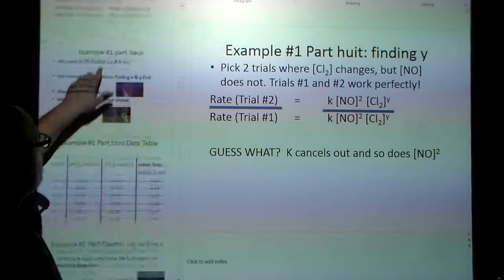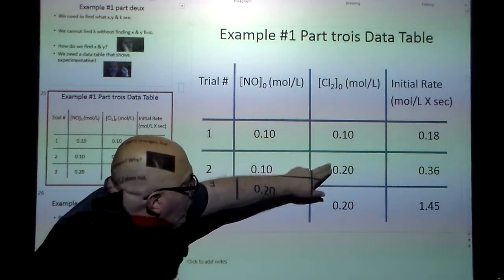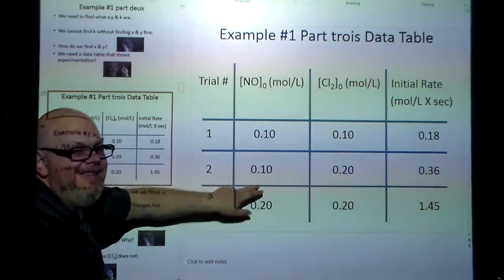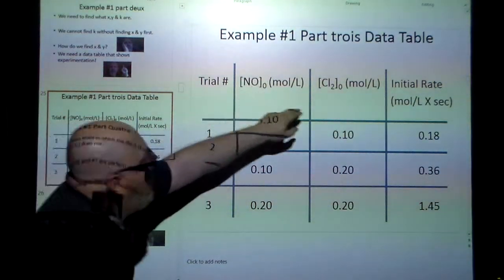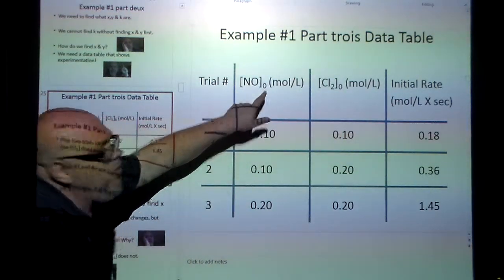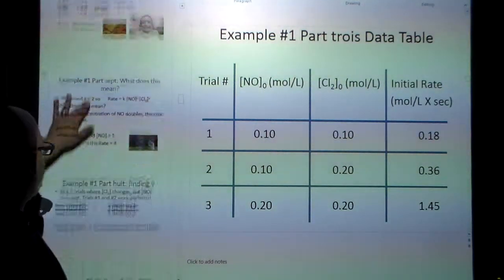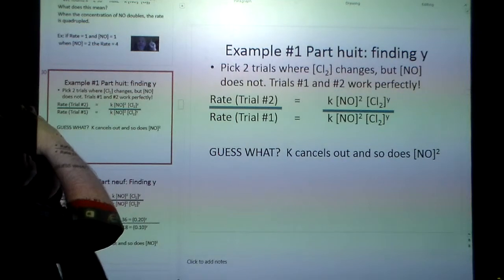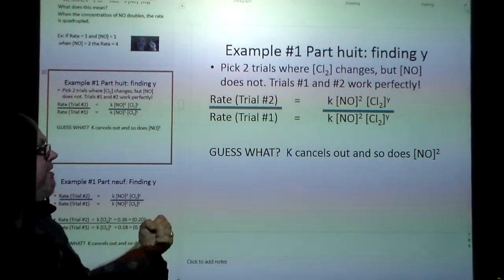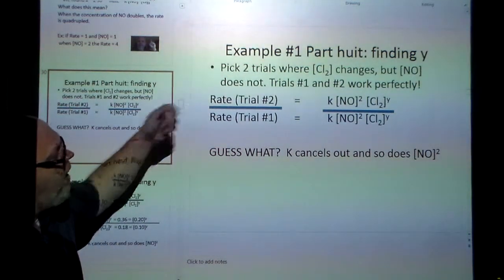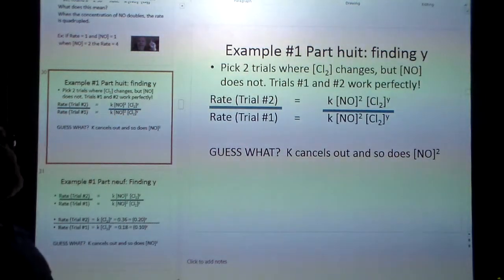So we go back to our trial here, and we look: our Cl2 changes, 0.2 and 1.1, and our NOs don't change, so we flipped. We flipped from finding what the x was, now we're trying to find the y. Now remember, the 0 means initial, what you started with for the concentration. So now we can go back down here, and this will be a little bit easier because we know that the k cancels out. The NO squared cancels out. That leaves us with the rates of the 2 trials and the concentration of the Cl2 to the y power.